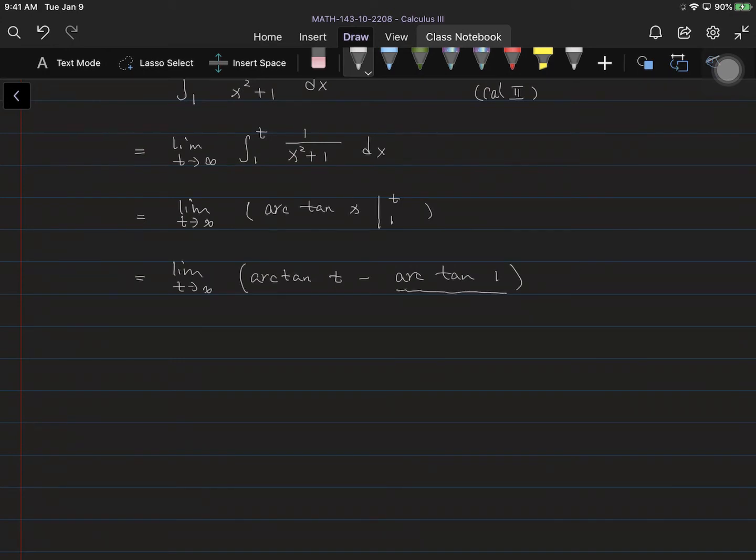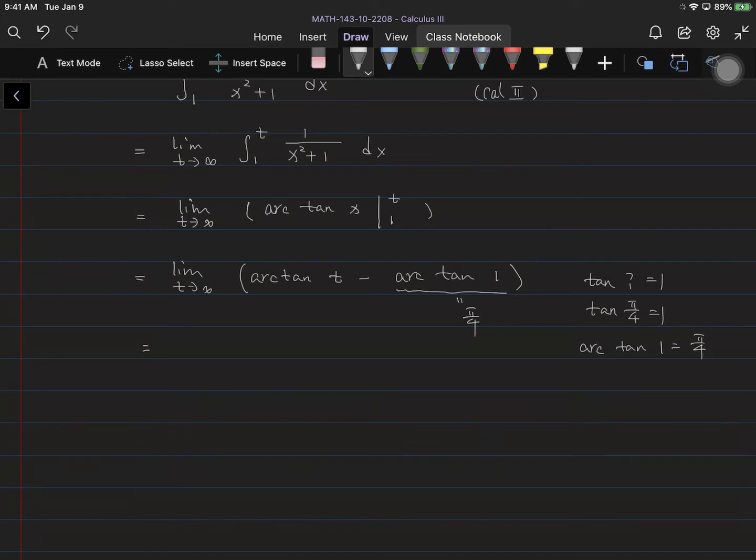Arc tangent 1 equals what? Arc tangent means it's the angle. For what angle is the tangent 1, right? Do you know what angle has tangent 1? Tangent of pi over 4 is 1. So actually arc tangent 1 is pi over 4. Right, so this is pi over 4.